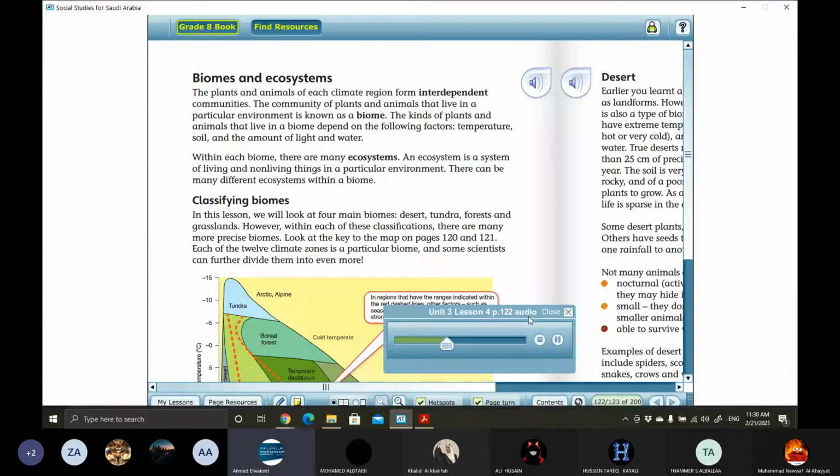Within each biome, there are many ecosystems. An ecosystem is a system of living and non-living things in a particular environment. There can be many different ecosystems within a biome.